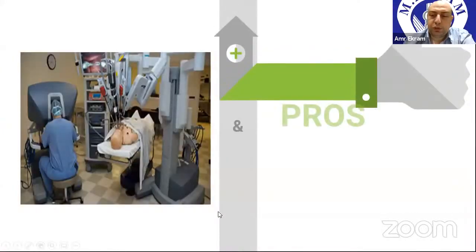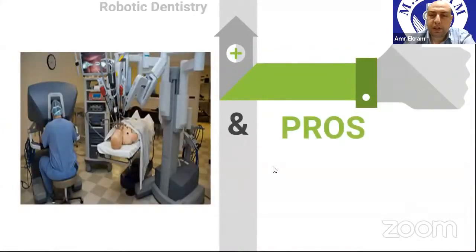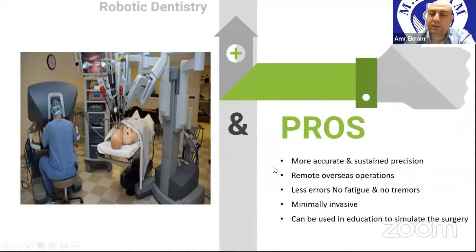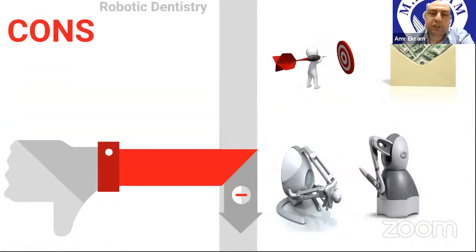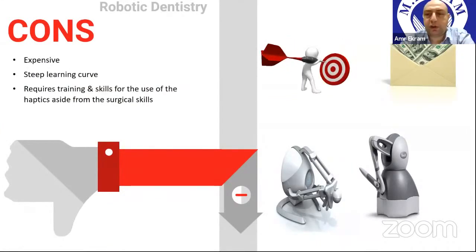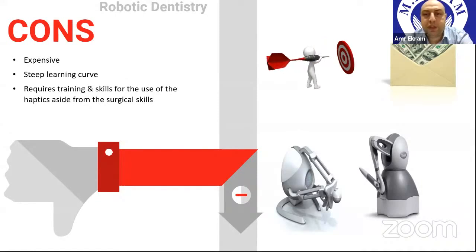So, pros and cons of robotic surgery: it's very accurate, you don't get fatigued, you have less error, and it's minimally invasive. You don't need to open a big flap. You have your robot doing that for you with highly accurate precision. But the problem is, first of all, it's very expensive. You have to buy the robot, and of course it will be very expensive.